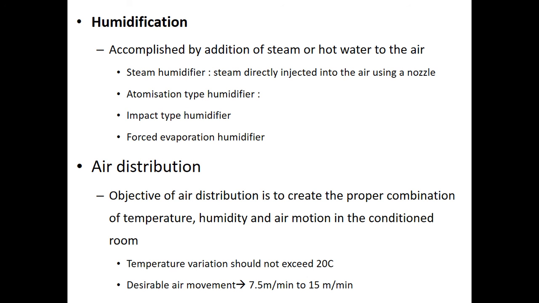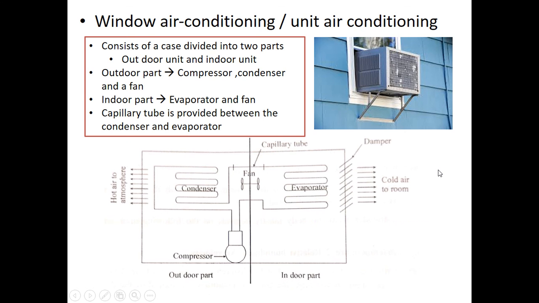So these are the four processes you must keep in mind. One is air purification, you need to purify the air. You need to control the temperature, whatever is required, high temperature or low temperature. Then humidity control, humidification or dehumidification: dehumidification means reducing the water vapor content, and humidification means increasing it. And finally the air distribution. All these four processes are very important in an air conditioning system.